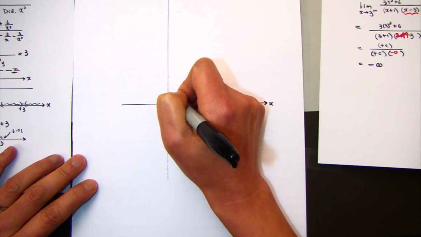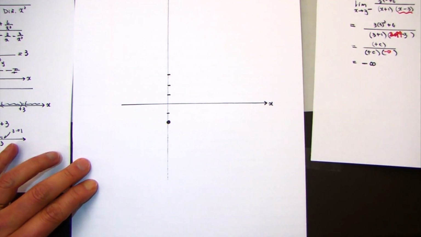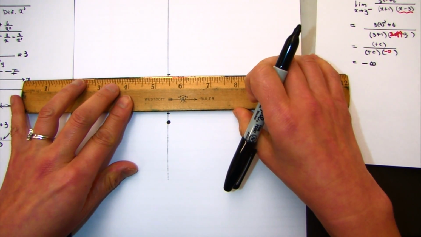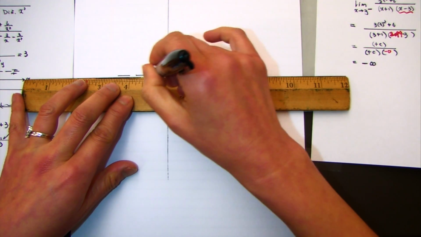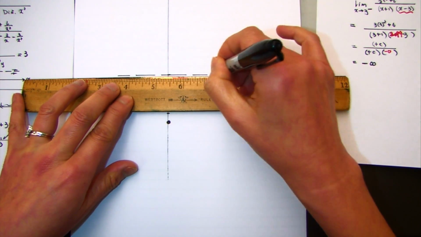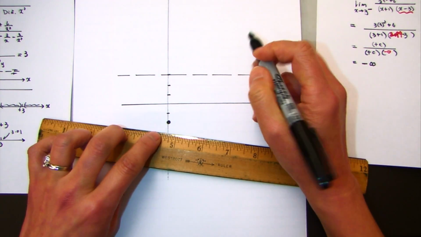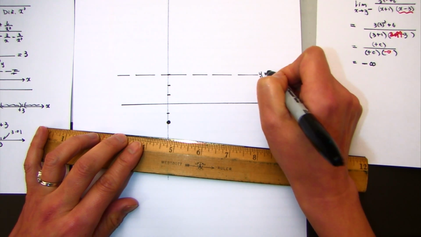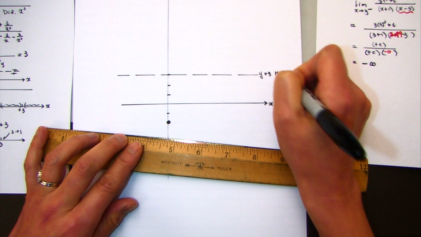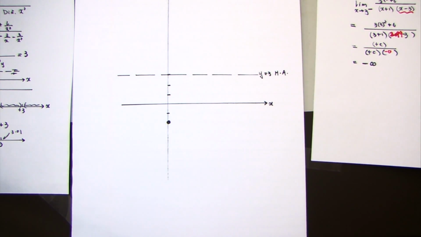We have a horizontal line at y equals 3. Y equals 1, 2, 3. Horizontal asymptote. The graph cannot cross, cannot touch it, but the graph will get really close to it at the far right or far left. Again, y equals 3, what is it? Horizontal asymptote.